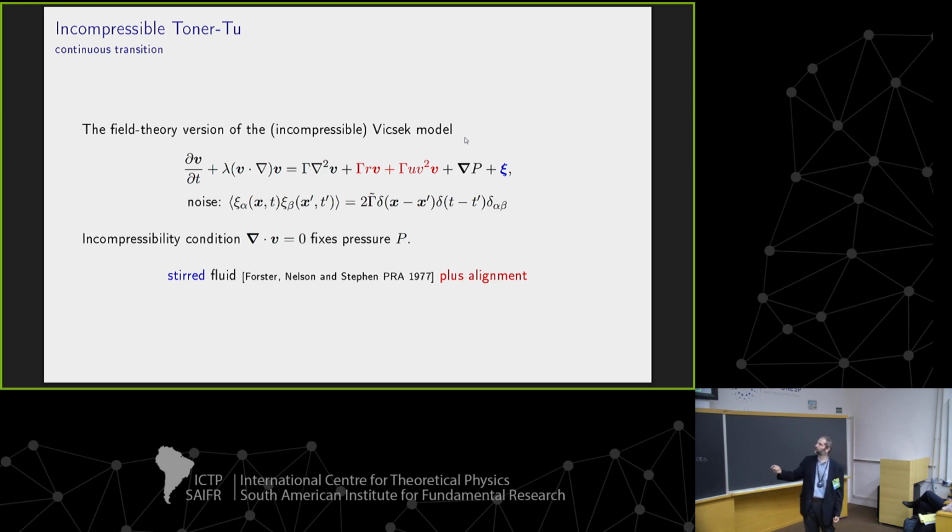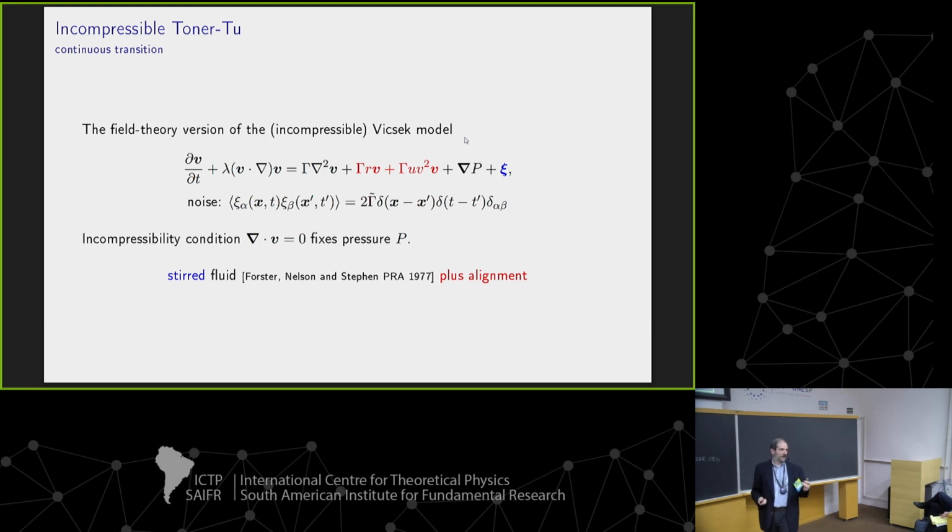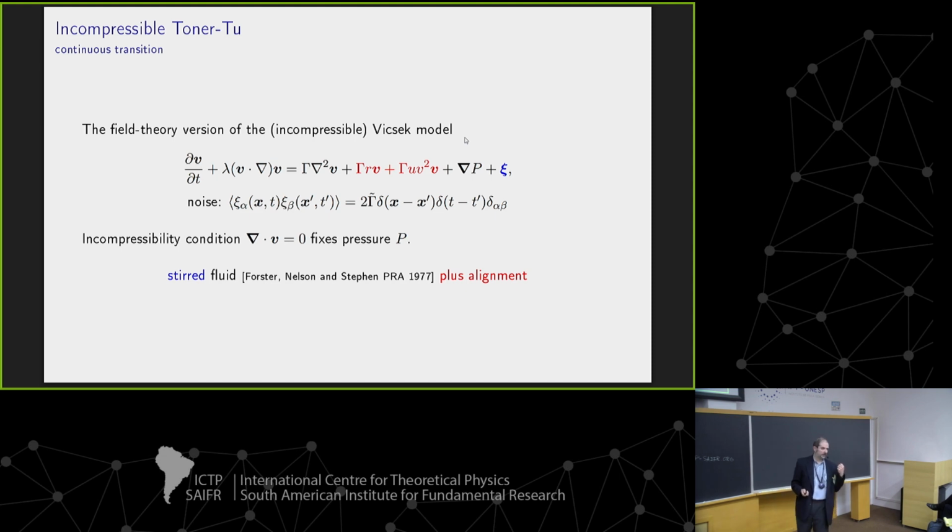Okay, so both these problems have been fixed. Now here we will impose the incompressibility condition, which is good from the analytical point of view because it gets rid of one field, which is the density, but also what this does is that this turns the transition into a continuous transition, and you can study it. You can study the critical point of this transition. So it's no longer a first order transition, okay?